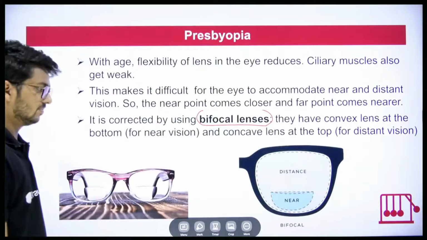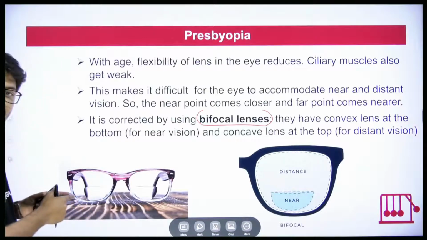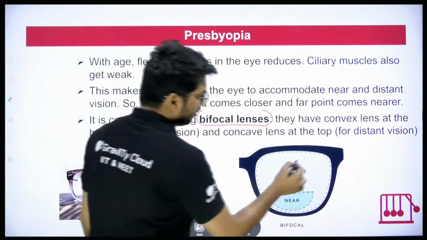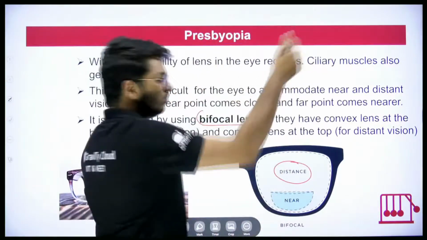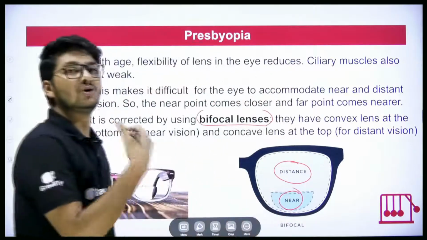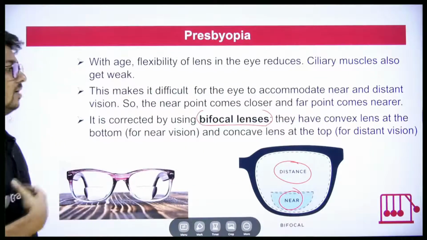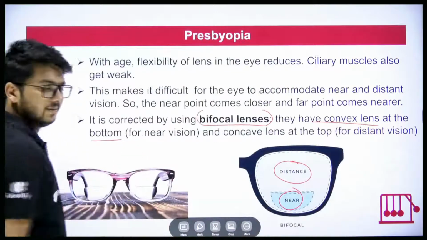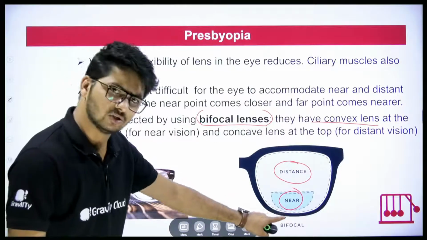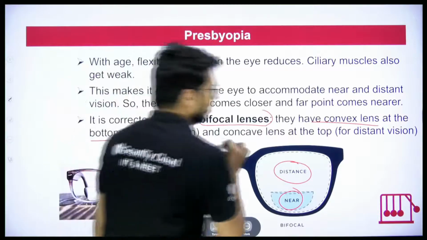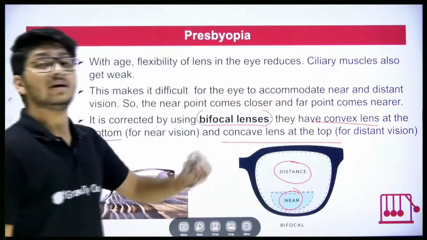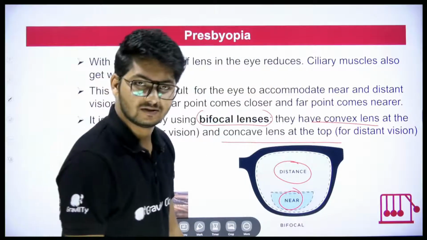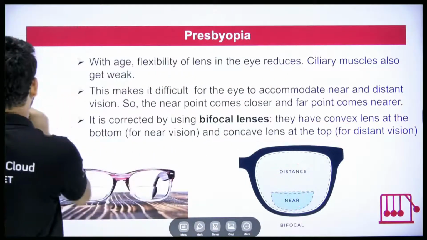For example, look at this image. Can you see the image here? There are two types of lenses. A better image is given here. The upper part is for distant objects. The lower part is to look at near objects. Here you can see they have a convex lens at the bottom for near objects, and a concave lens at the top for looking at distant objects. Is that clear?